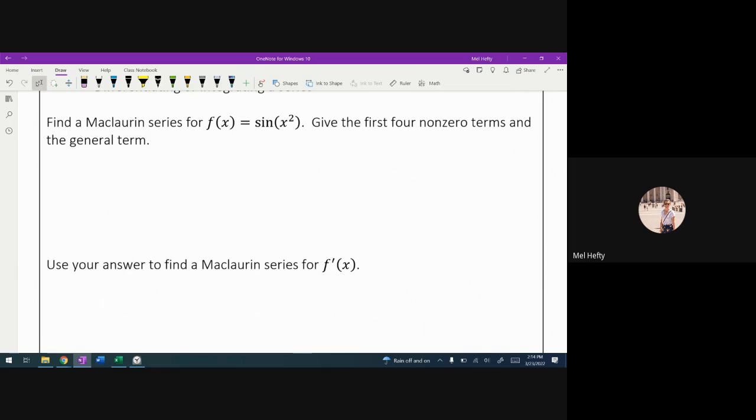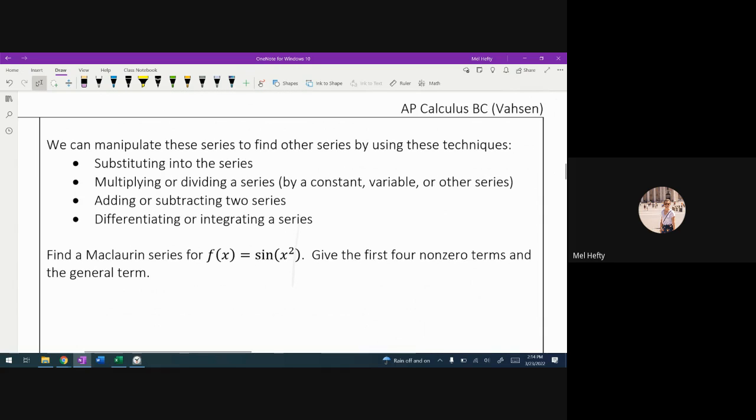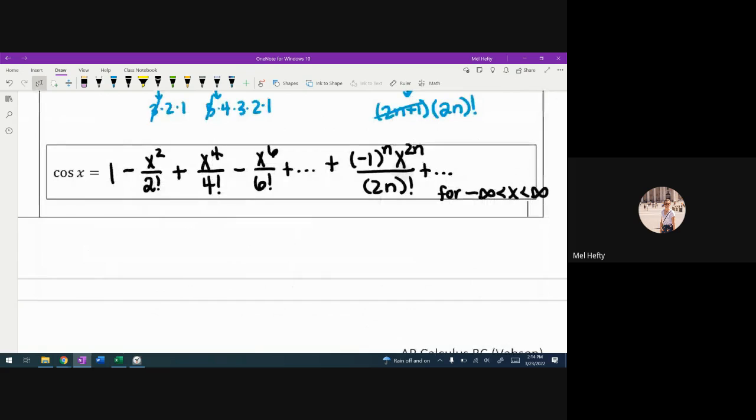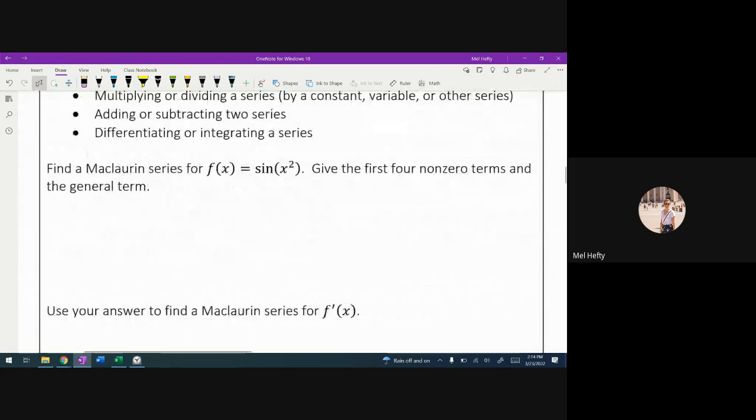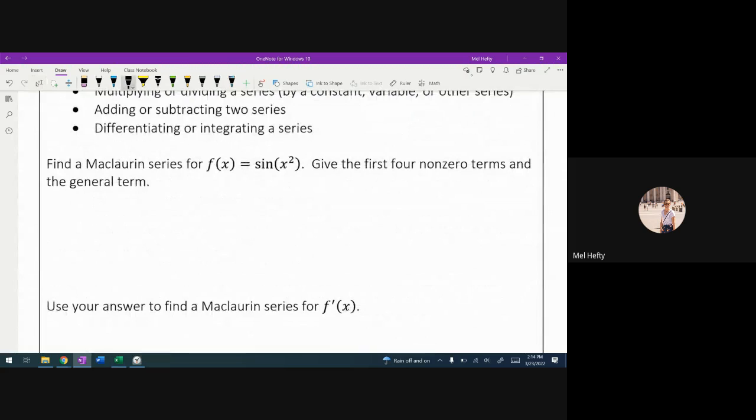The directions are: give the first 4 non-zero terms and the general term. That's why I was writing the series like this every time, because that's the directions they give you on the AP test. Not only is it easier, it's going to make sure we get our points. So the first thing I like to do is take sine of x and just write it down, because on the AP test, they're not going to tell you what that series is. So we want to get that guy down on paper.